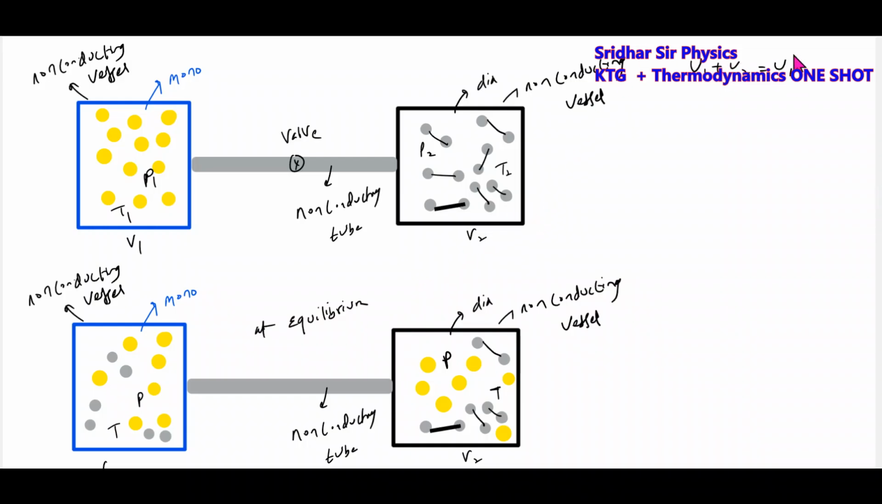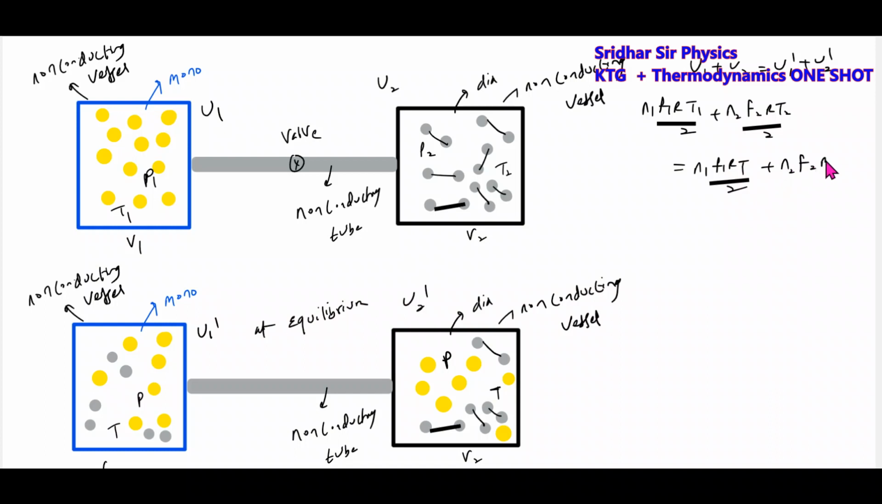Initial energy should be equal to the final energy. Initial energy of the chambers is U1, U2, and final energy will be U1 dash, U2 dash. The initial energy is n1 f1 R T1 by 2 plus n2 f2 R T2 by 2. Final energy is n1 f1 RT by 2 plus n2 f2 RT by 2. The number of moles will not change. So the final temperature will be like this, the temperature at equilibrium. To get the temperature, we should use energy conservation.